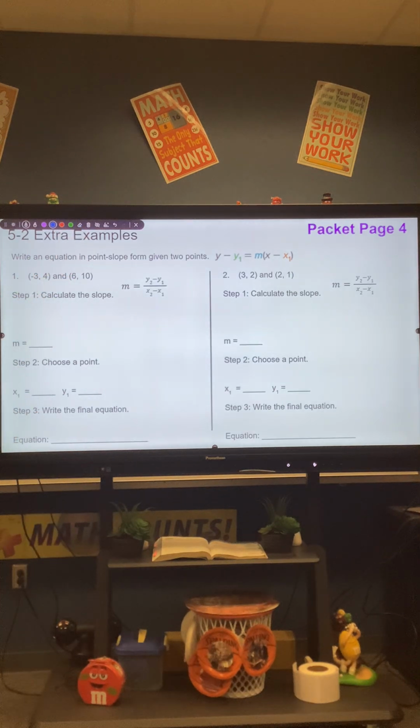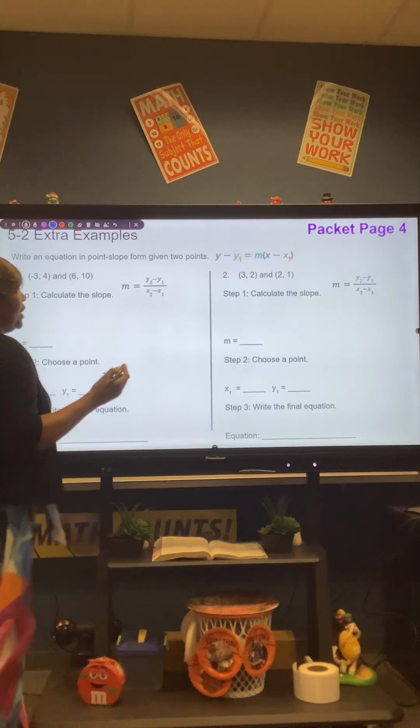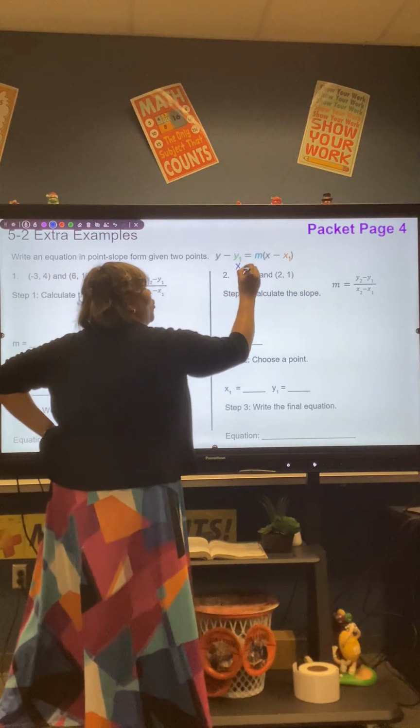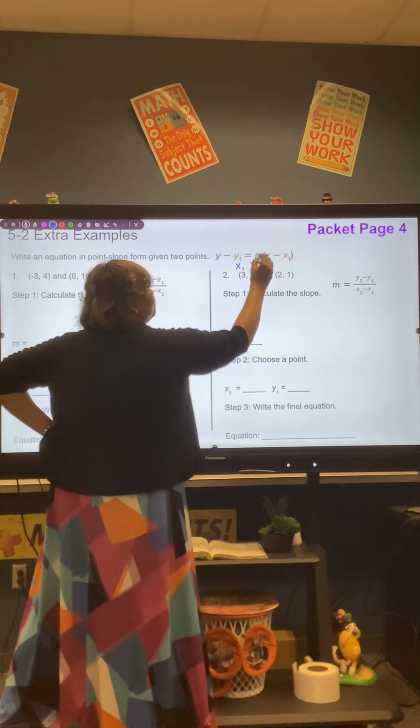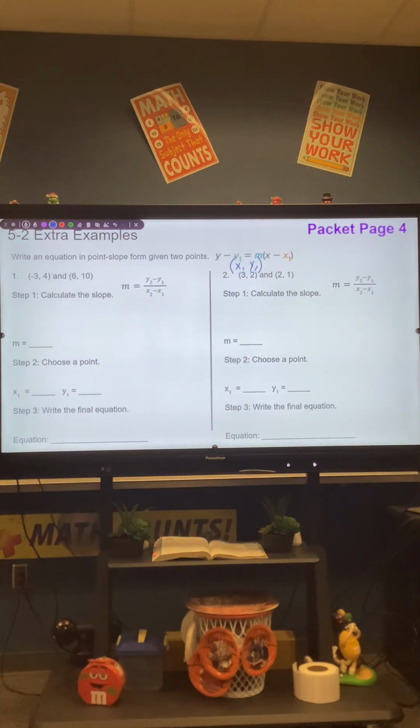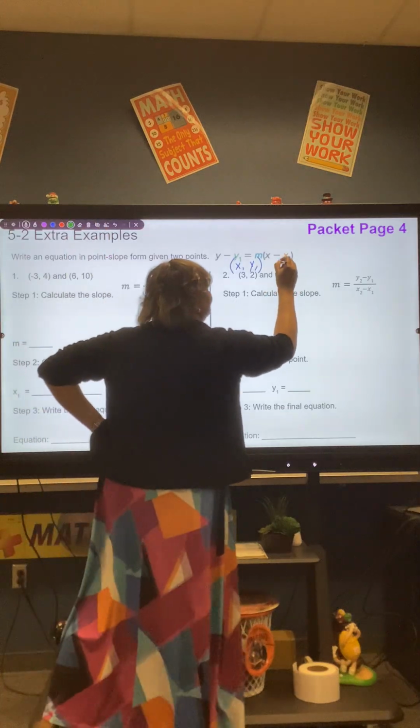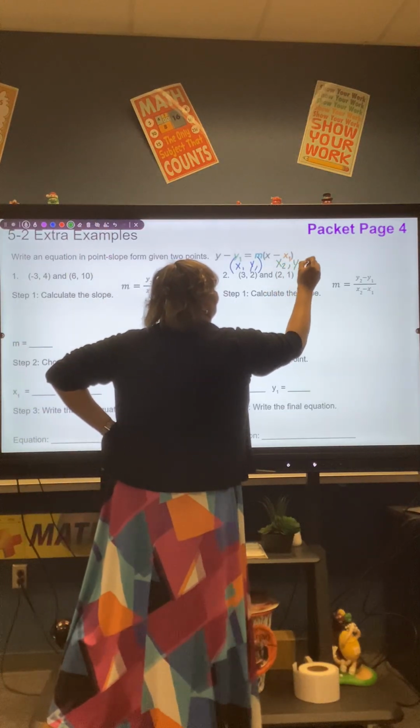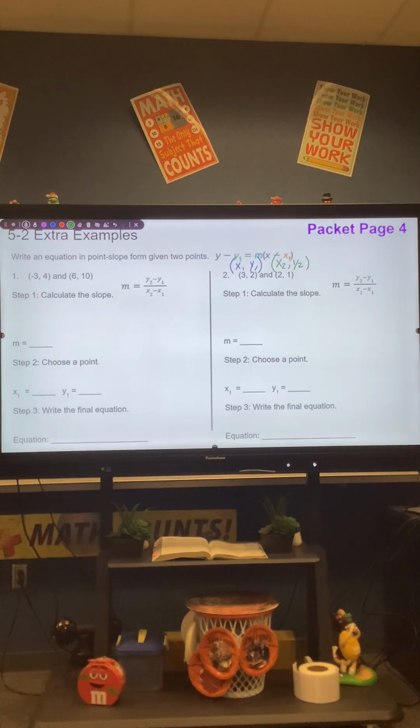We got 2 points. Do we know the slope? No, we just got 2 points. So guess what we got to do? Find the what? Slope. All right, group number 1, ordered pair. Group number 2, ordered pair. Now take the second y, subtract it from the first y. Take the second x and subtract it from the first x.